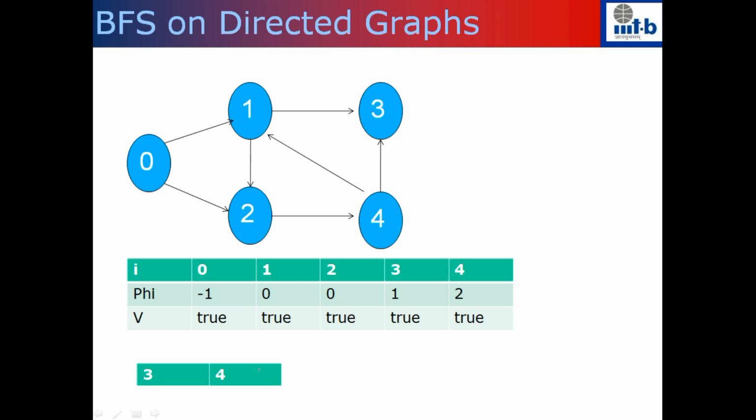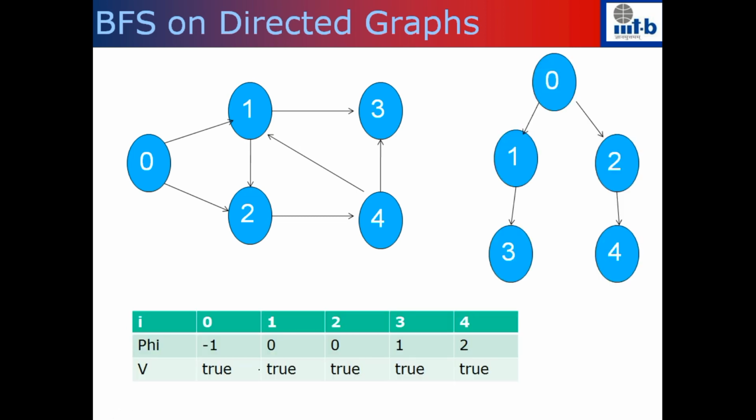When you delete 4, there are two edges outgoing from the vertex 4. One is the edge 4, 1, and the other one is 4, 3. When you consider the edge 4, 1, you look at the flag of 1. The flag of 1 has already been set to true, so you do nothing. The flag of 3 is also set to true, so you do nothing. After that the queue is empty, so the BFS traversal algorithm stops.